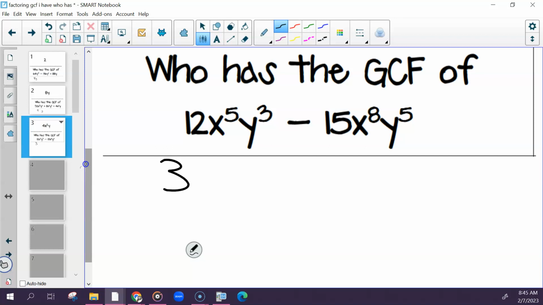Who all has a 3? Does yours match? 3x to the third. Is that the highest amount of x's we can take out of that? No. Not yours. Who else has a 3? Tomas, what does your card say? 3. What's the rest of it say? 5. That is the correct answer. Go ahead and read that off.